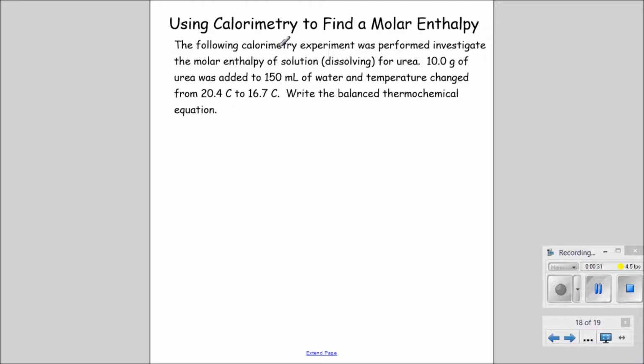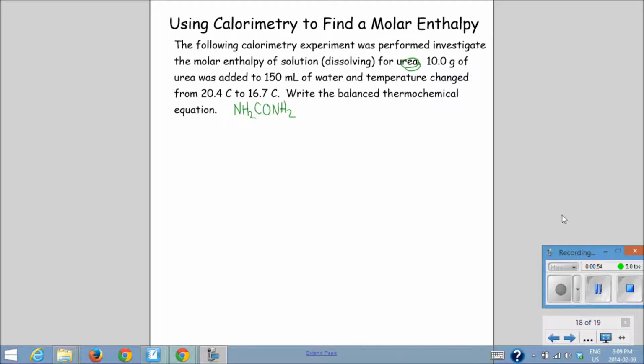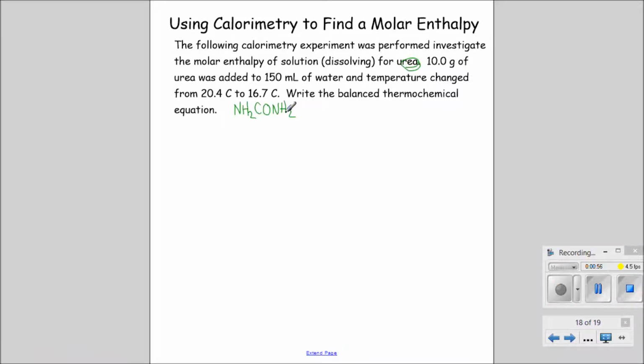Okay, here's your example. So we're using a calorimetry example to find the molar enthalpy of a certain compound dissolving. And that compound that we're talking about today is urea. Okay, so we need to know, first of all, the formula for urea. If we didn't know it off by heart, it would be given to us in the question. And I'm going to give it to you now. Okay, so this is the formula for urea. And we have 10 grams of it. That's what the question is saying.